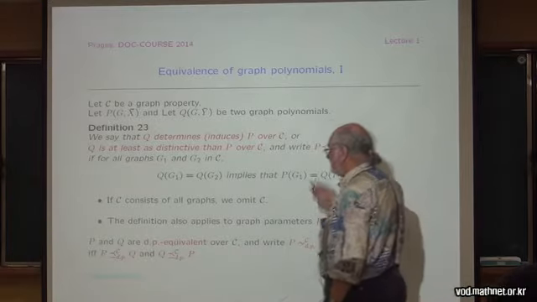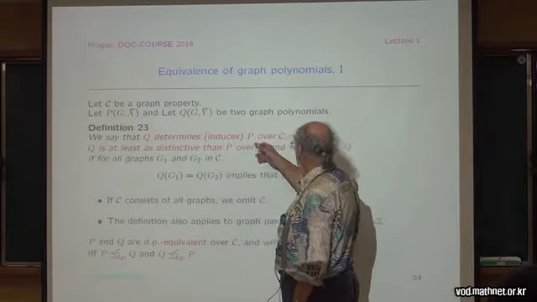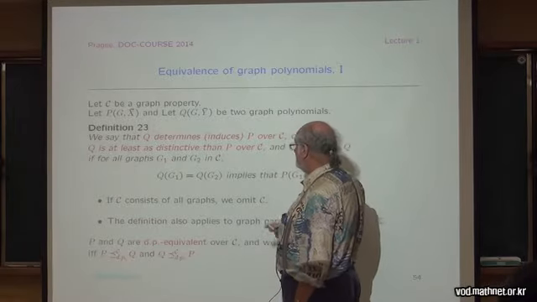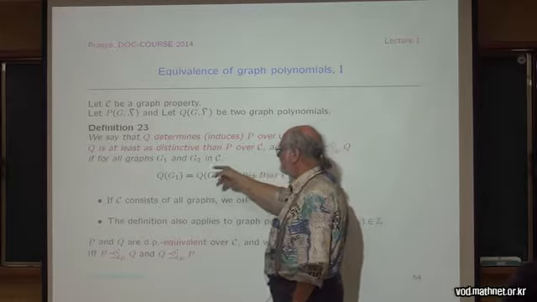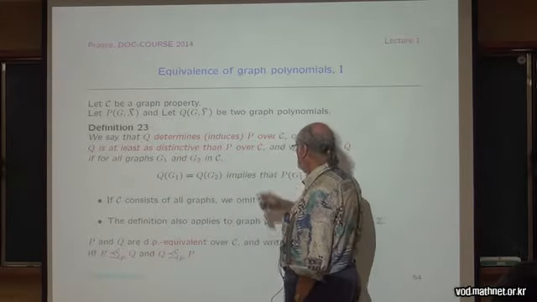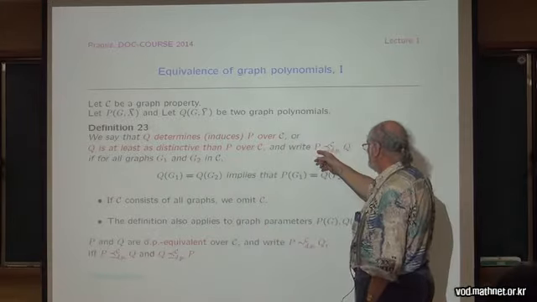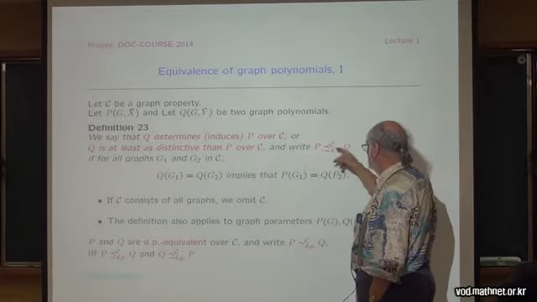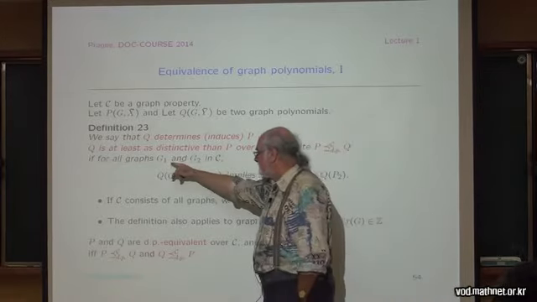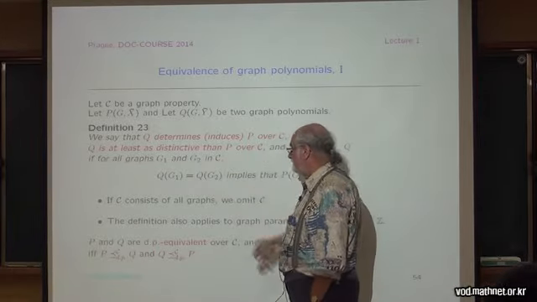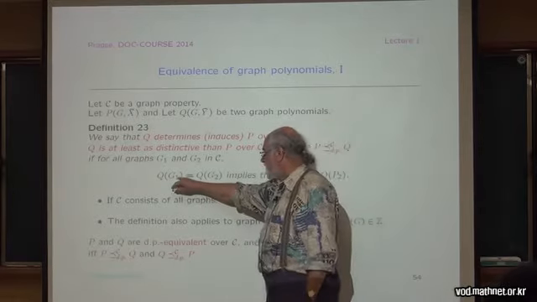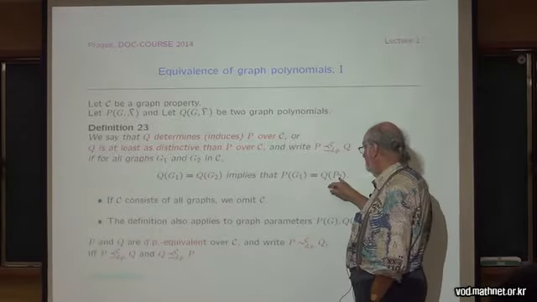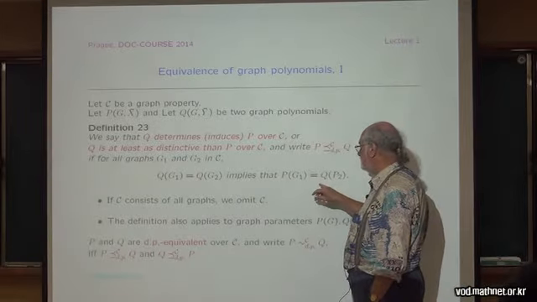So then we say, as we did before, Q determines P over a class of graphs, like forests or what you've seen before, but then we change the name, we say Q is at least as distinctive as P, and we write Q is bigger than P if for all graphs G1 and G2 in your class, whenever Q applied to G1 and G2 gives the same polynomial, then also P applied, there is a misprint here, P.